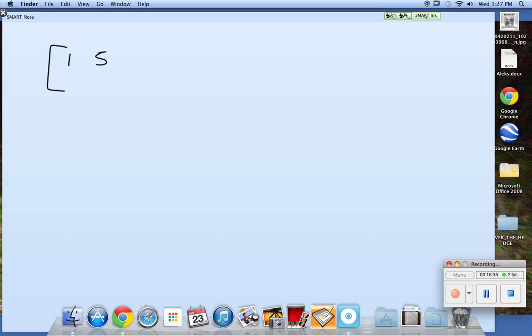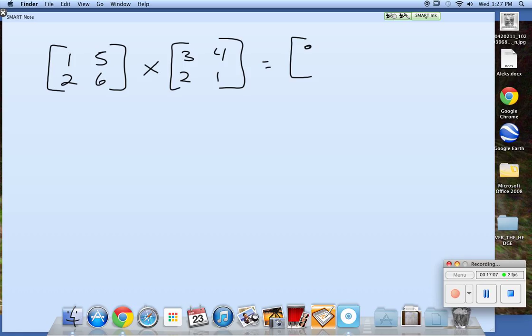1, 5, 2, 6 times. Let's do a practice one here. 3, 4, 2, 1. Let's see if we can do this. It's this row by this column that gives you this number here. This row by this column gives you this number.